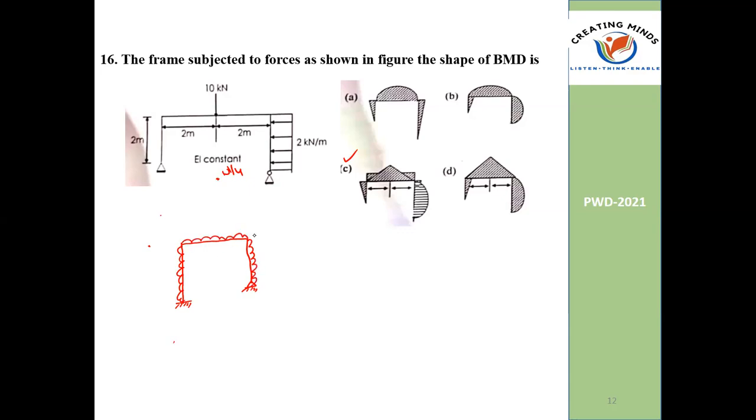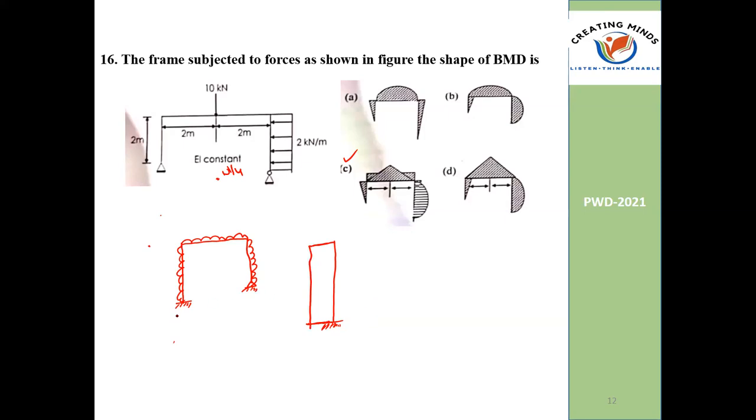What is the shape of BMD? See, if I consider a vertical member, here I am having fixed. So if you are having fixed, it means it has the ability to generate moment. So this member is also having the ability to generate moment. So it's this kind of BMD.